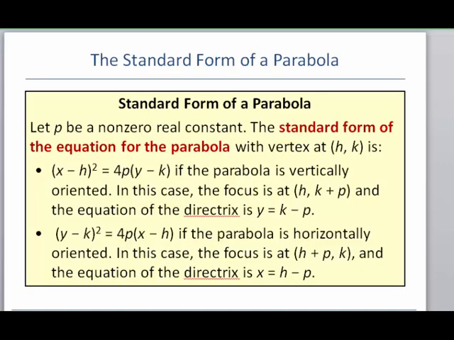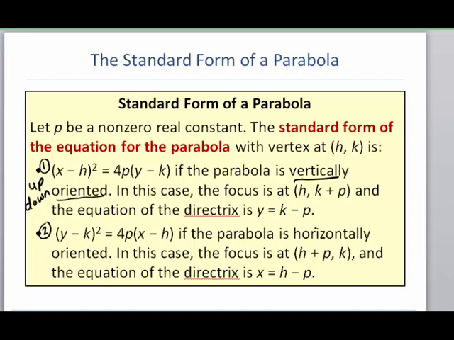Let's take a look at our formulas. We have two versions of a formula that will apply for parabolas depending on how the parabolas are opening. The standard form of the equation of a parabola with vertex at (h, k) can either be denoted by this formula or by this formula. The difference is that in the first formula, the x minus h is squared, and in the second formula, the y minus k is squared. So if the x is squared, you know that the parabola is going to be vertically oriented, which means that the parabola is either going to open up or it's going to open down.